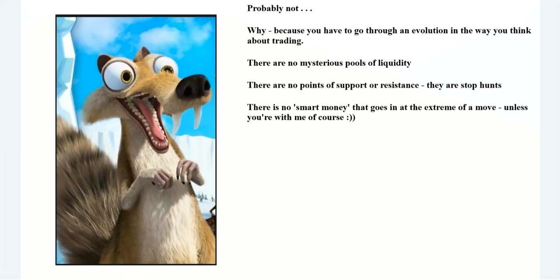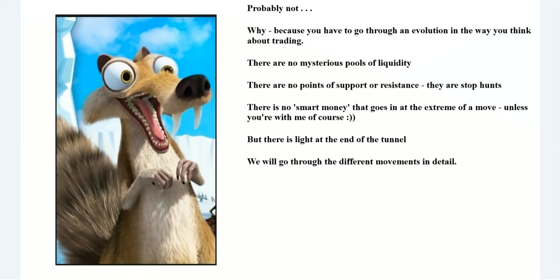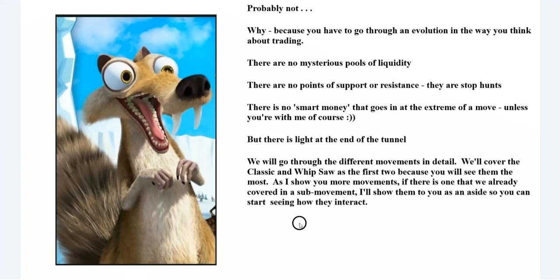So even though you're going through this evolution, you've got to change all your thoughts about these things. There's a light at the end of the tunnel. We're going to go through all the different movements in detail. I'm going to try and explain them a lot better than I had before. Okay? We'll cover the classic and the whipsaws first, the first two, because you see them the most. You just saw them in all the pushes I was marking out, showing you. They're all over the place. Not always on the 5 minute, not always on the 15, not always on the 30, but they're there.